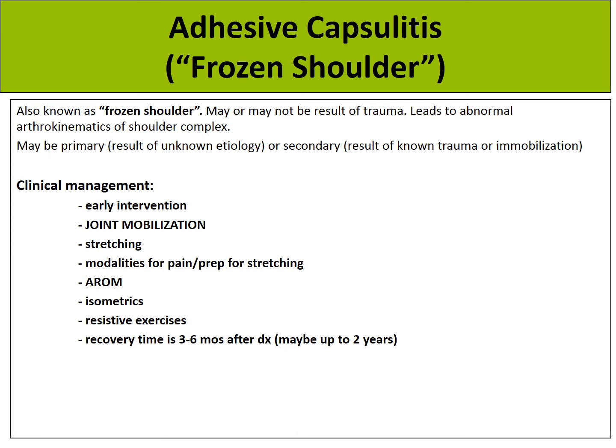We're also going to want to be doing modalities for pain, and also using modalities to heat up the tissues so that we can do some stretching. And then we'll be wanting to do strengthening through active range of motion, isometric exercises, and then leading up to resistive exercises. This can take a long time for it to heal, especially if we've had a longer time for it to progress into a frozen shoulder.